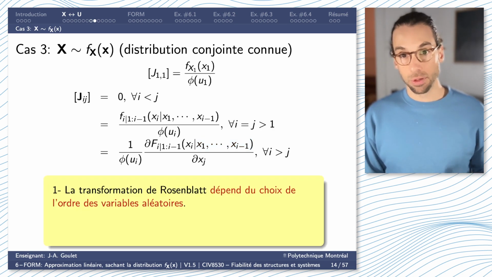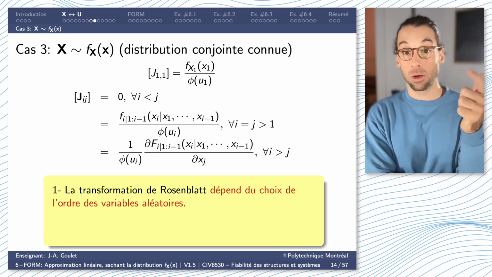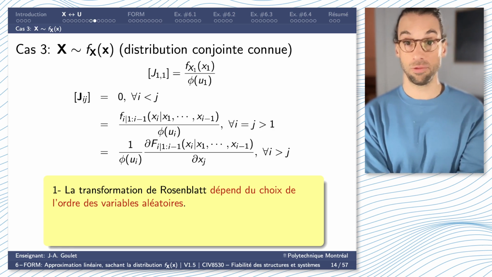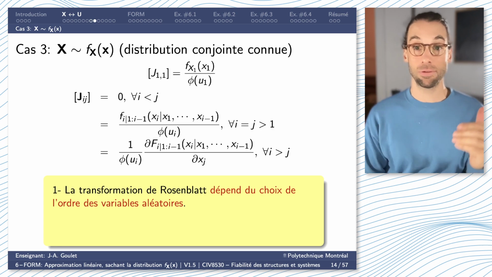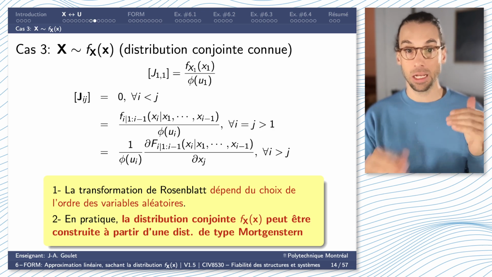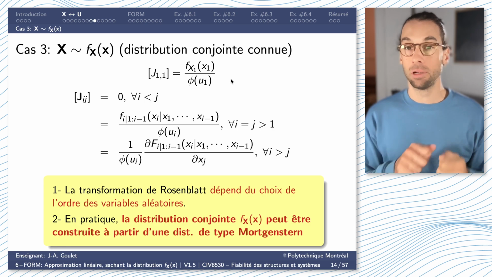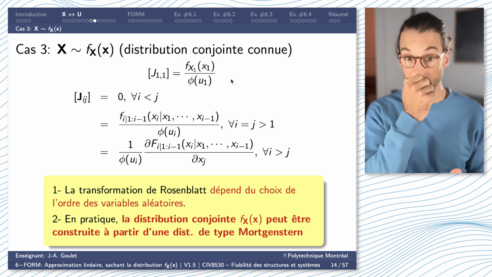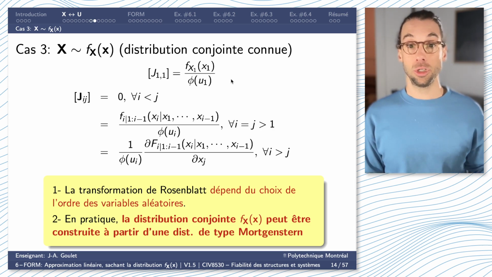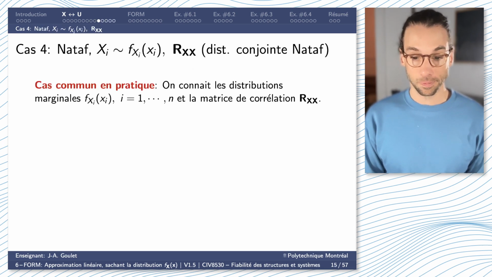So this Rosenblatt transformation has the caveat that it depends on the ordering of the random variables. You choose a different order for your random variables, you're going to get a slightly different formulation for your transformation. But in practice, we can obtain all these derivatives, although it seems to be complicated. We can typically obtain fairly simple analytical formulations when we model that joint distribution using a Morgenstern distribution.